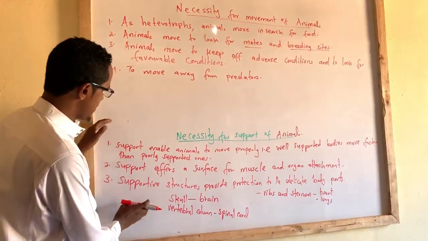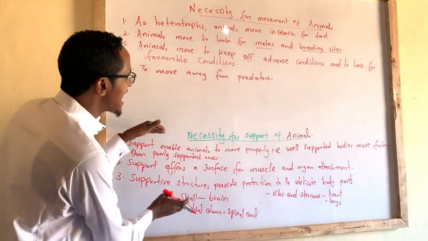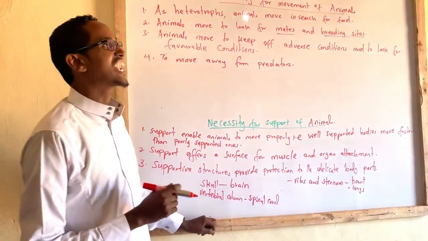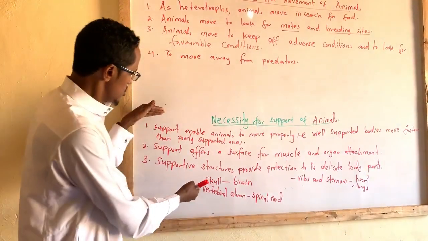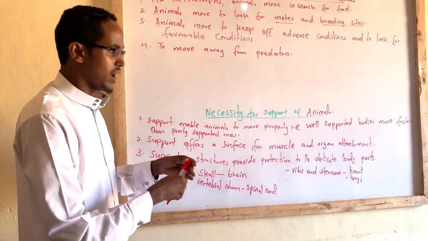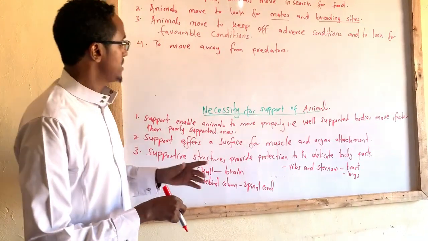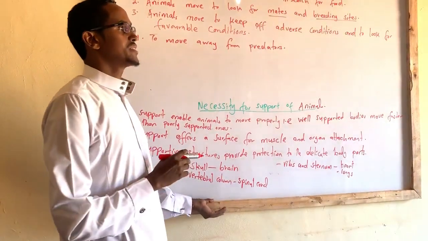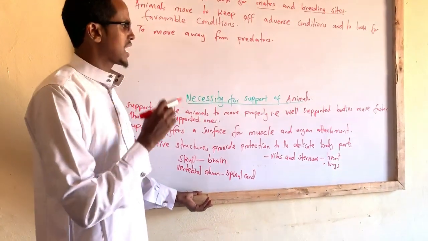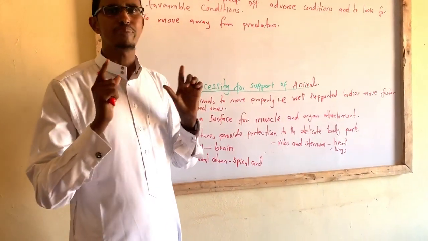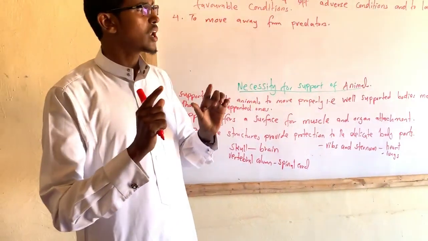So basically, I'm not saying this is all. We will discuss more of the importance of support in animals when we are talking about the importance of the endoskeleton. So we can have this as an example. I beg to stop the lesson here. I know this is the first lesson. More will come. I chose this topic because it involves a lot of practicals.